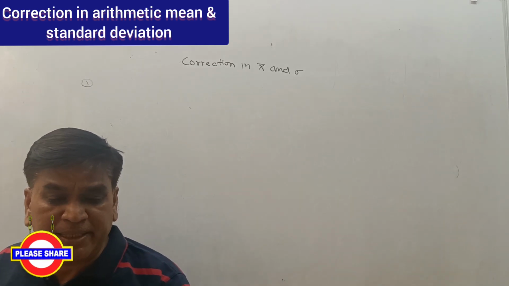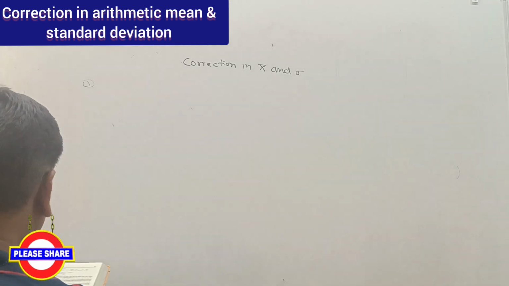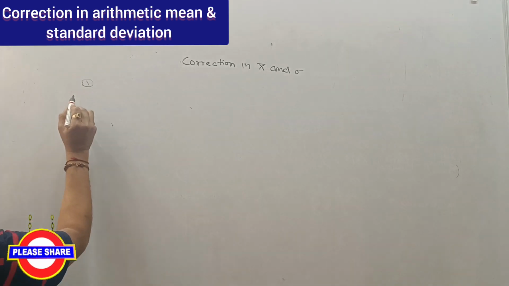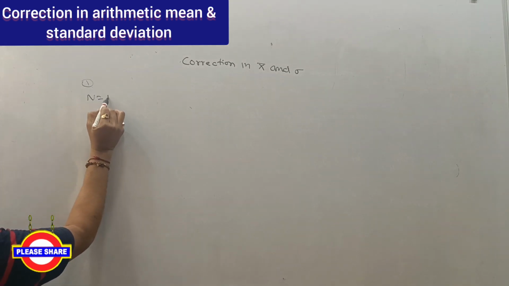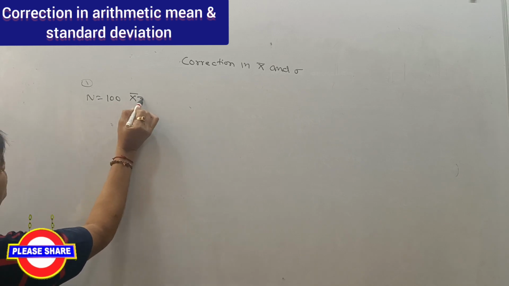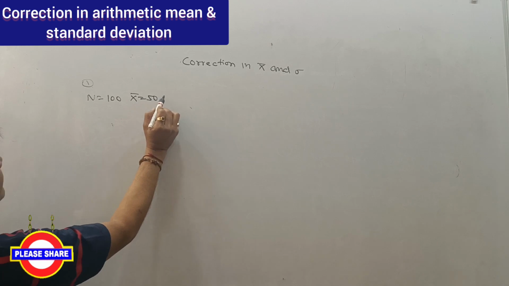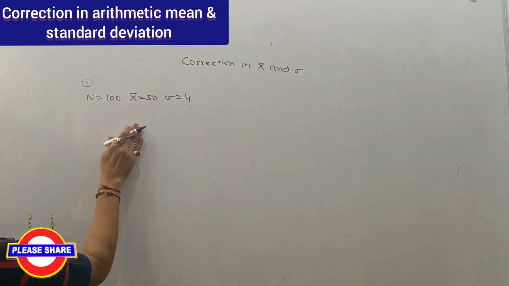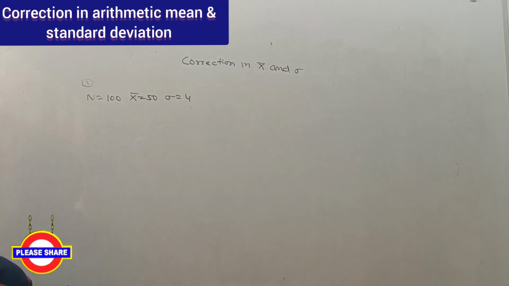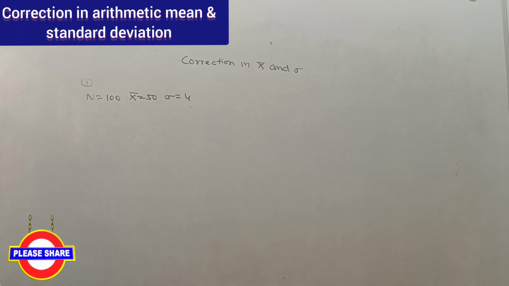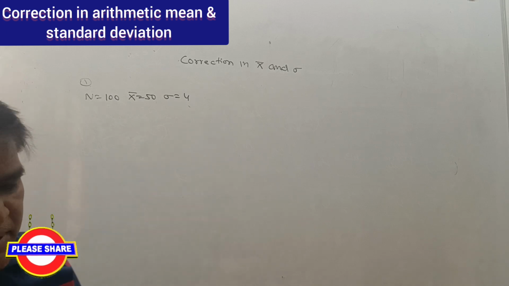That question is that the mean of 100 items is 50 and the standard deviation is 4. The question is this: the mean of 100 items is 50 and their standard deviation is 4. Find the sum of all items and also the sum of the squares of the items.